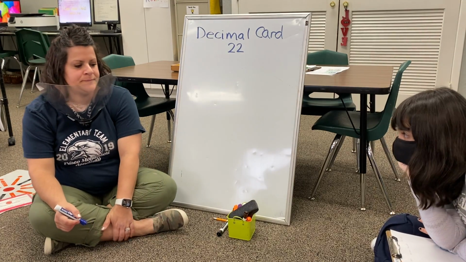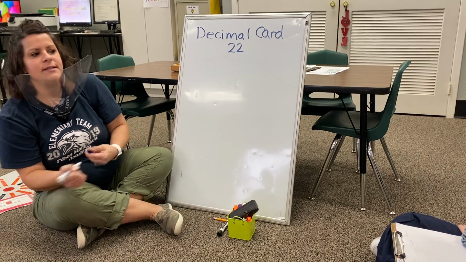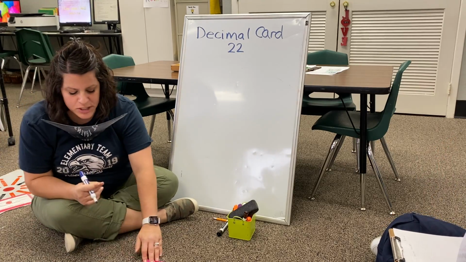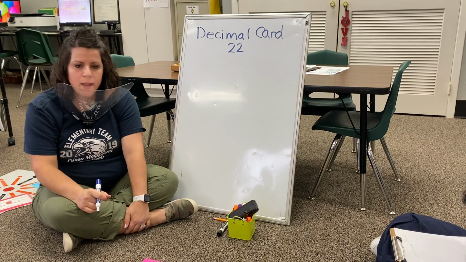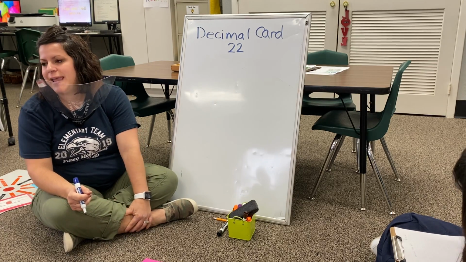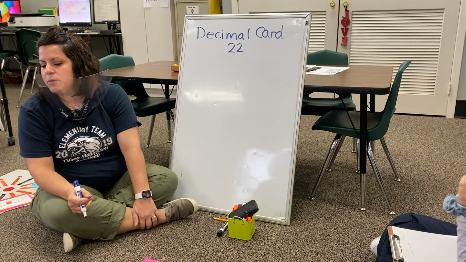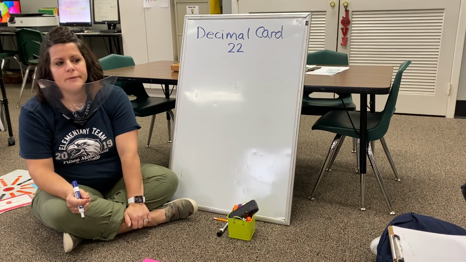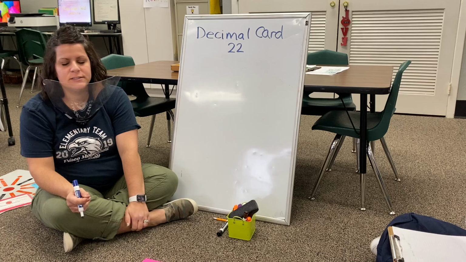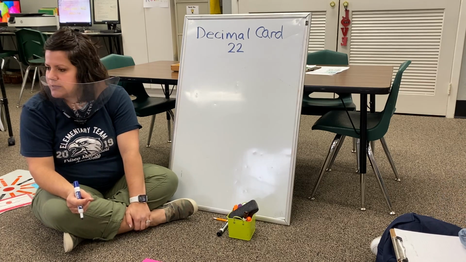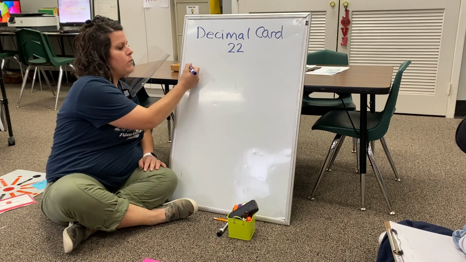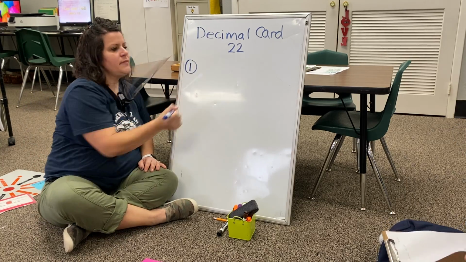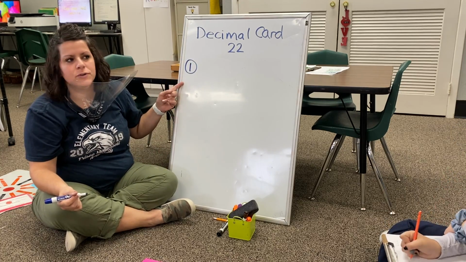Okay. All right. So, decimal card 22 is going to be about dividing whole numbers that have a decimal answer. Okay? So we are dividing whole numbers that have a decimal answer. There are no decimals in our question. Okay? So number 1, and I start putting a circle around.